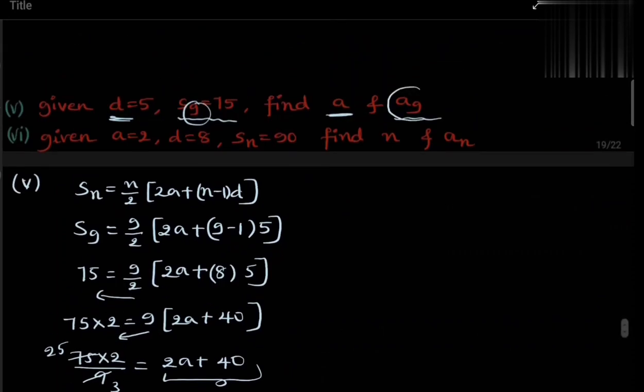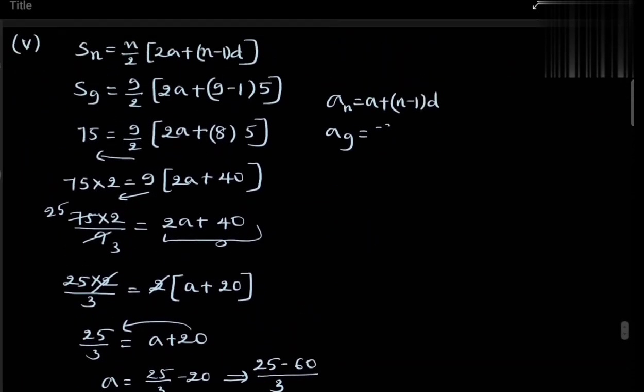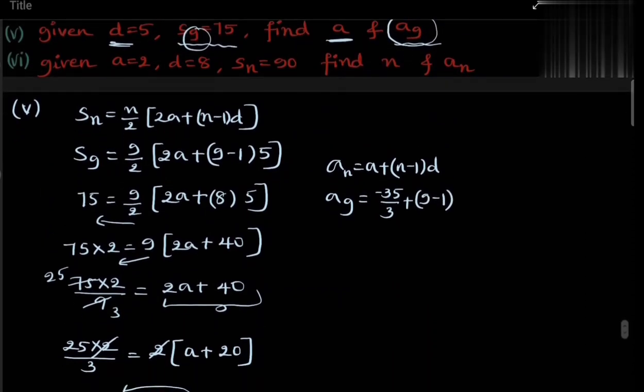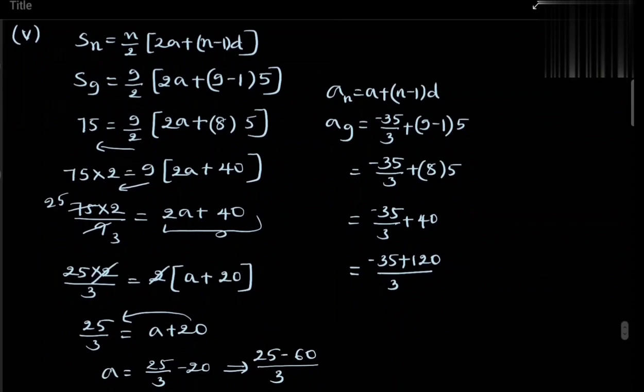Next we want to find A9, that is the 9th term. So we know the formula, right? The nth term of an AP, that is An is equal to a plus n minus 1 into d. So here An is A9. A is minus 35 by 3 plus n is 9, 9 minus 1, d is nothing but 5. Minus 35 by 3 plus 9 minus 1 is 8 into 5. So minus 35 by 3 plus 8 5s are 40. Take LCM for this, that is 3. So minus 35 plus 3 40s are 120. So minus 35 plus 120 will become 85 divided by 3. So therefore the 9th term is 85 by 3 for this.